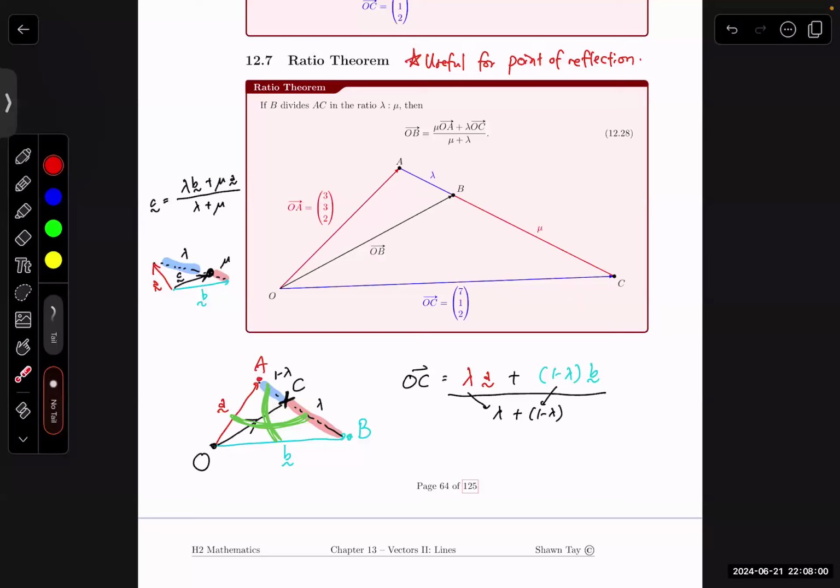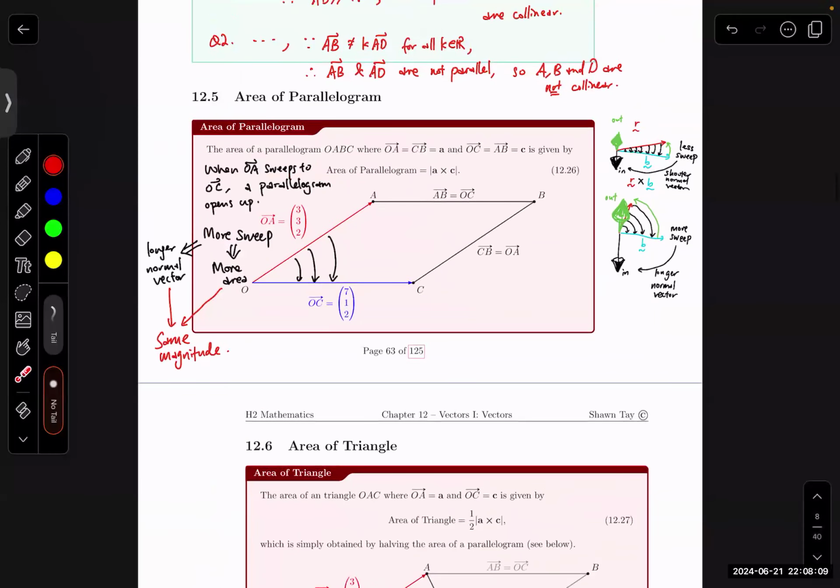Let's say I do a dot product, what do I get? I get a projection. Let's say I do a cross product, what do I get? I get a few things. I get a parallelogram. I also get a normal vector. How are they related? They have the same magnitude.